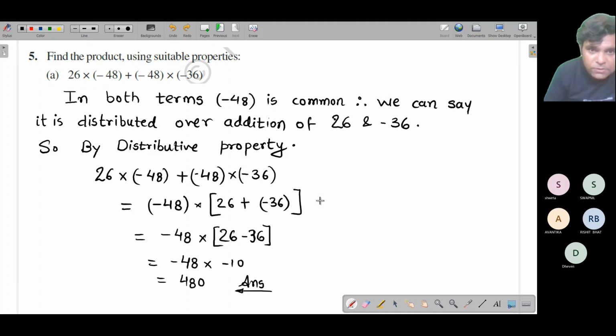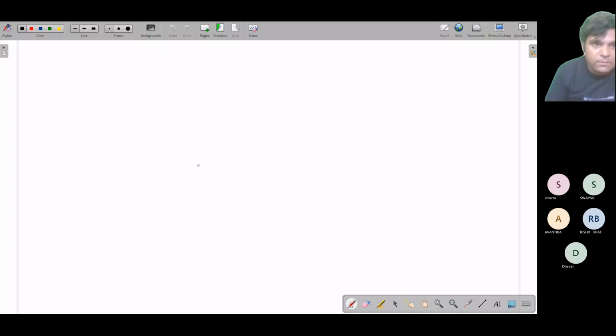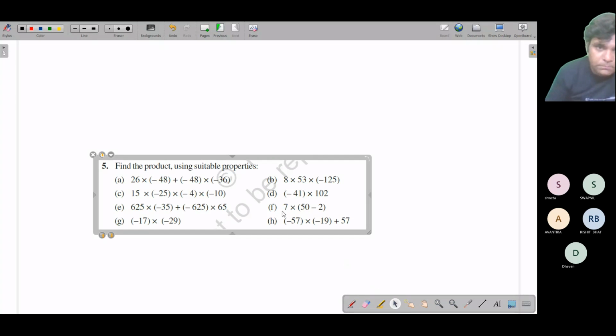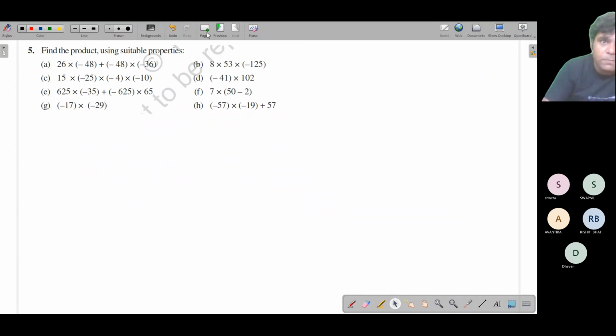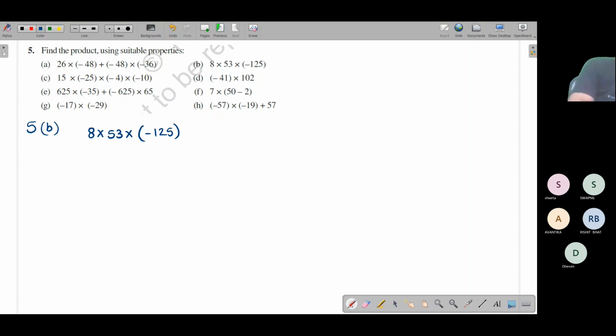I will copy all the remaining equations. Find the product using suitable properties. Now we are moving towards the next one, 5b. What's b? 8 into 53 into minus 125, that is 8 into 53 into minus of 125. Now there are three numbers whose product you have to perform.